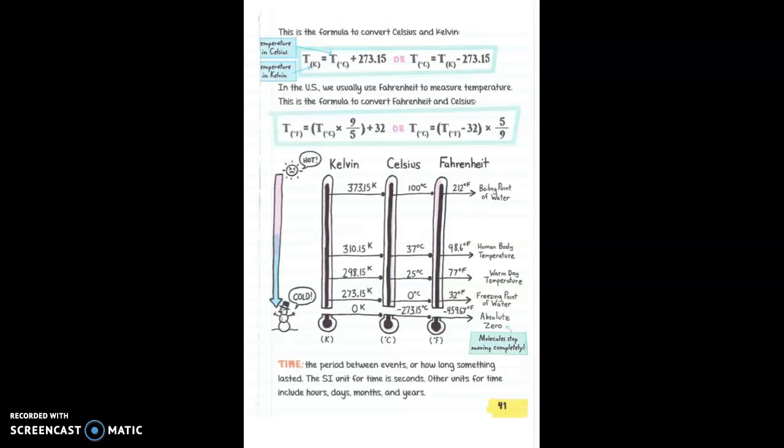Time. The time between events, or how long something lasts. The SI unit for time is seconds.